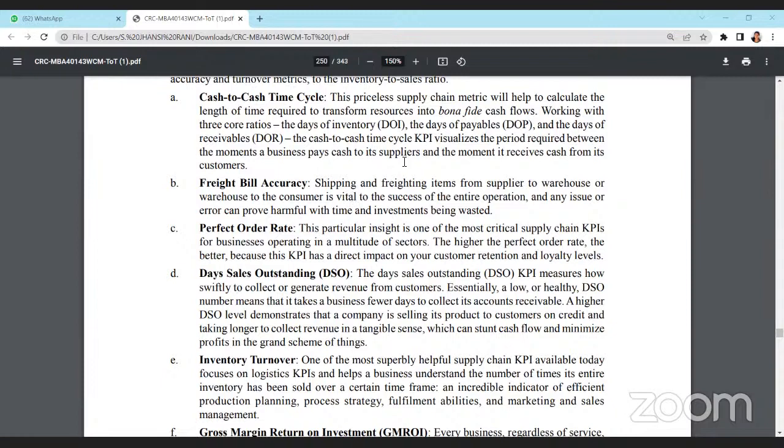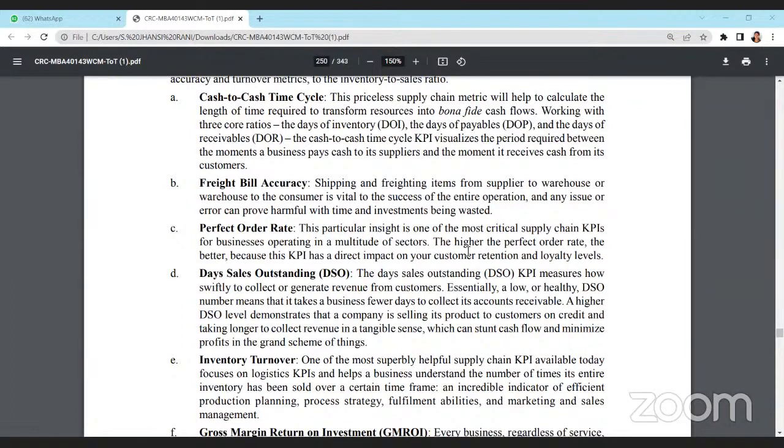This is perfect order rate, and this particular insight is one of the most critical supply chain KPIs for businesses operating in a multitude of sectors. And the higher the perfect order rate, the better, because this KPI has a direct impact on your customer retention and loyalty levels.